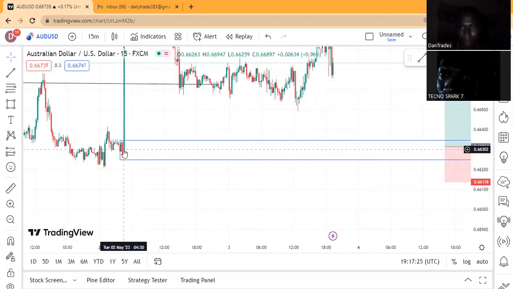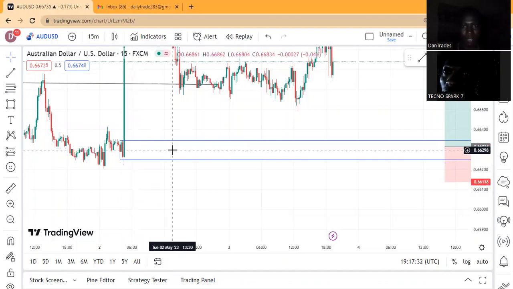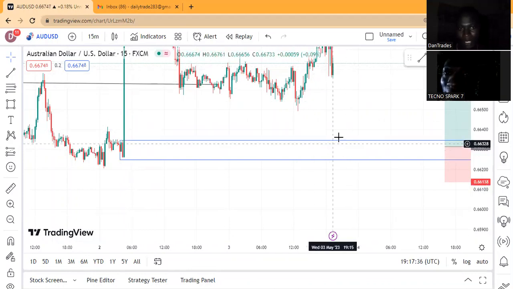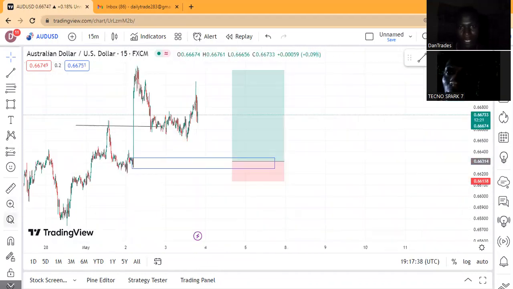So this is my order block. My order block is the candle before, the candle that breaks the structure. Do you understand? Then what do I do? I need to patiently wait for price to come back to this area. So I'm waiting for price to come back to this area.